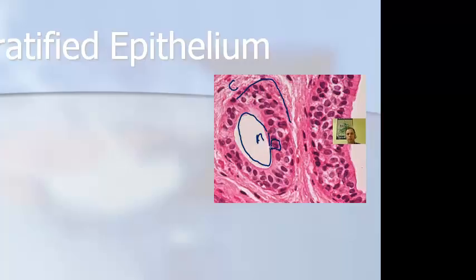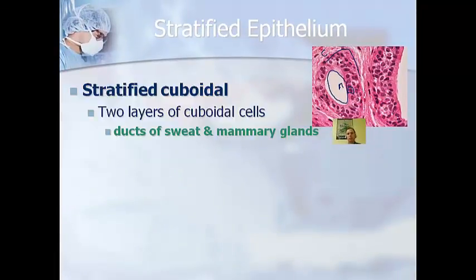That's right, we're looking at cuboidal, but it's not a single layer, it's several. We're looking at stratified cuboidal. When it comes to the stratified epithelium, stratified cuboidal as well as stratified columnar will be relatively rare in the body. Where do we find it? In areas where we still have the role of secreting products like sweat and mammary glands. Mammary glands specifically secrete milk.